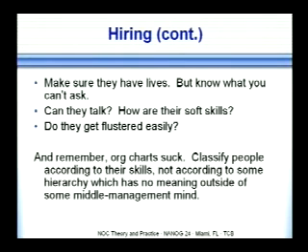I like to make sure that the people don't have just NOCs as their whole life. They don't just work as their whole conception of life. But know what you can ask. There are obviously HR concerns that you can't say. Can they talk? How are their soft skills? And do they get flustered easily?